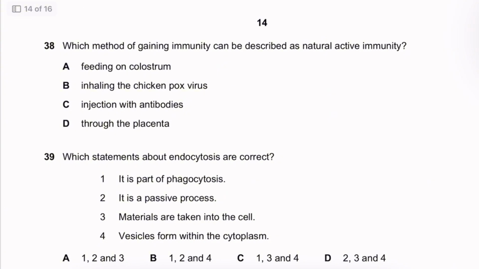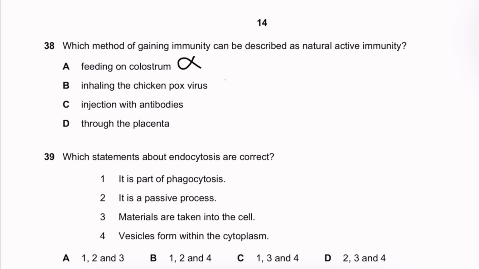Which method of gaining immunity can be described as natural active immunity? Natural active, feeding on colostrum. Colostrum does provide antibodies, however, it is a passive immunity, so no. Inhaling the chickenpox virus. Well, chickenpox virus is definitely natural active immunity.